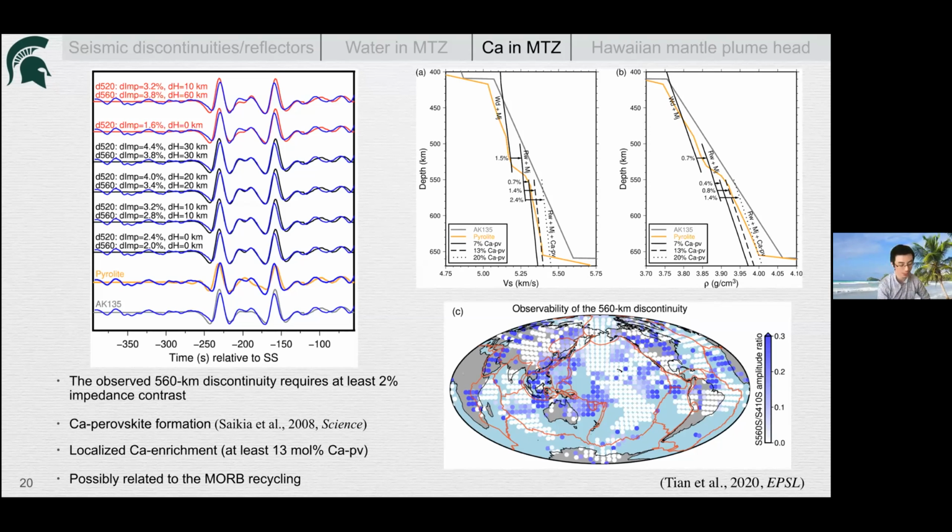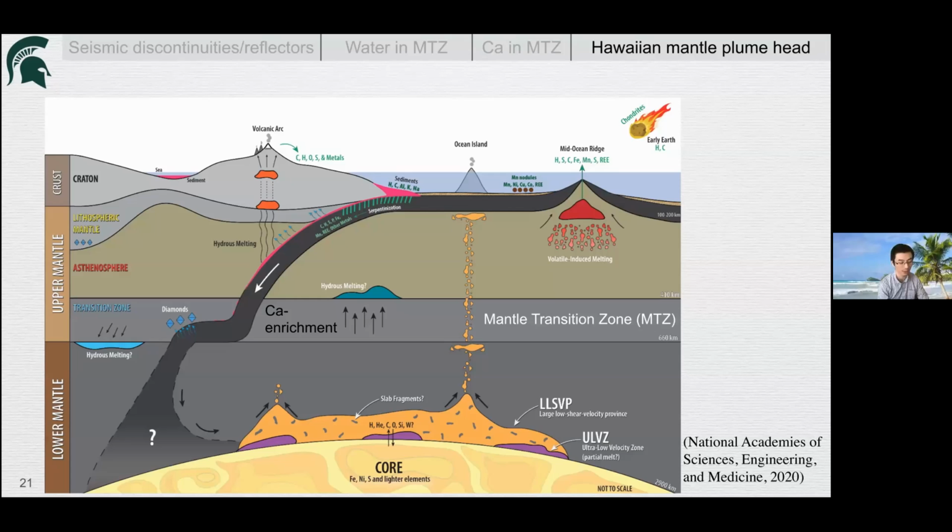So again, I'm using this cartoon to summarize my discovery: by looking at the 560 discontinuity, we actually identify some localized calcium enrichment in the mid-mantle. The last part of this talk, I want to look even deeper, beneath the 660 discontinuity.